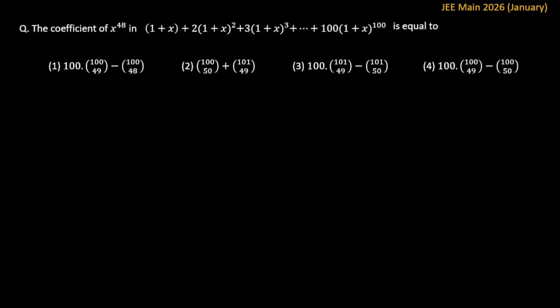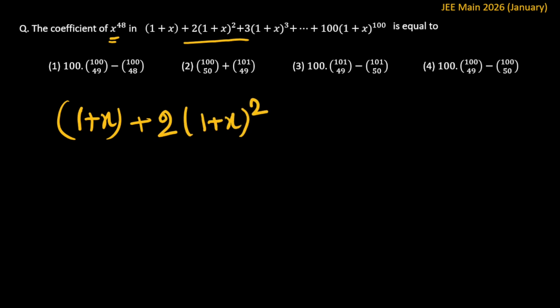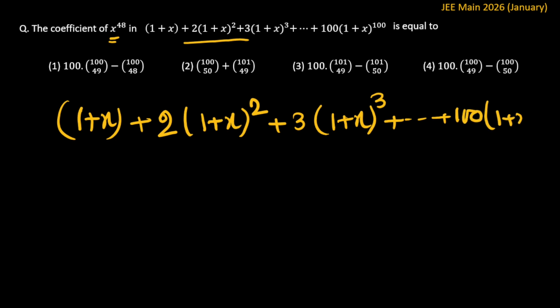Now let us carefully observe the question. We are asked to find the coefficient of x^48 in this expression. The expression is (1 + x) + 2(1 + x)^2 + 3(1 + x)^3 up to 100(1 + x)^100. It is very difficult to find the coefficient of x^48 in each of the terms.